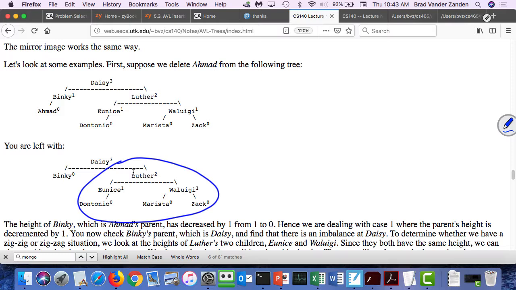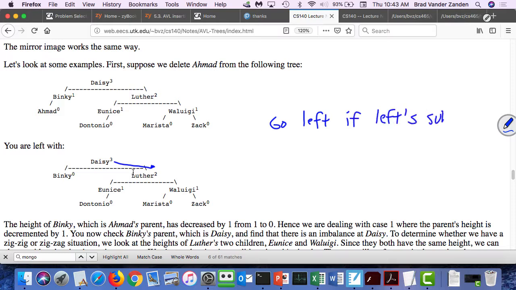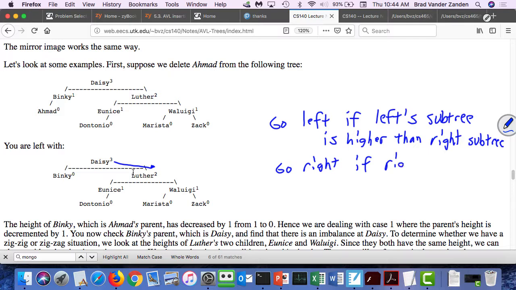Now the imbalance is going to be in the tree that has the greater height. So we are going to go left, okay, so go left, if left's subtree is higher than the right subtree. We go right if the right subtree's height is greater than the left subtree. Okay, and you're saying, but wait a minute, the two subtrees have equal height, which means we can go either way.